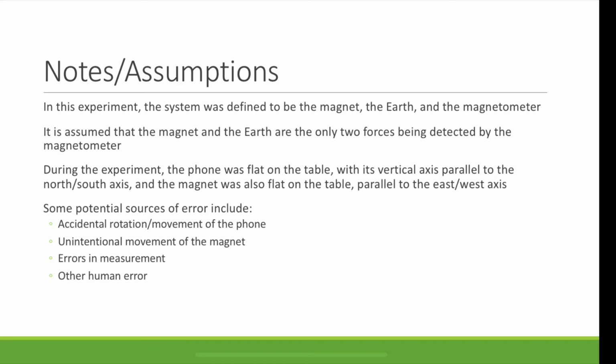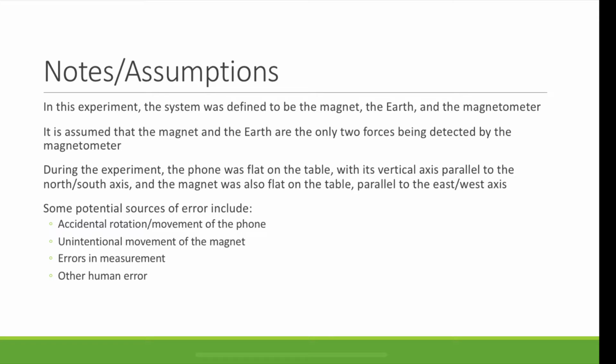Some notes and assumptions for this lab. The system was defined to be the magnet, the earth, and the magnetometer, because the only two forces assumed to be detected by the magnetometer were the magnetic forces from the magnet itself and the earth. During the experiment, the phone was flat on the table. Its vertical axis was along the north-south axis, and the magnet was flat. However, its longitudinal axis was parallel to the east-west axis.